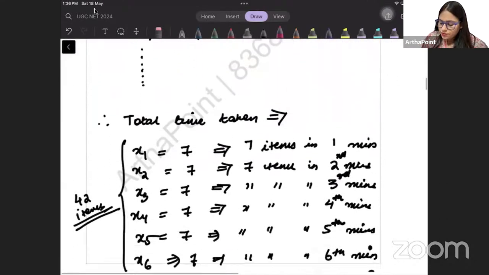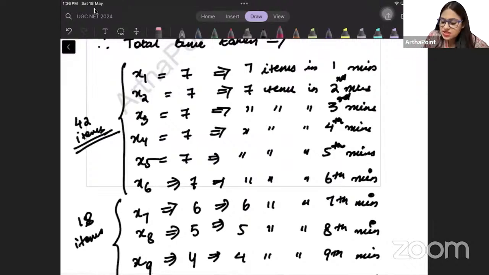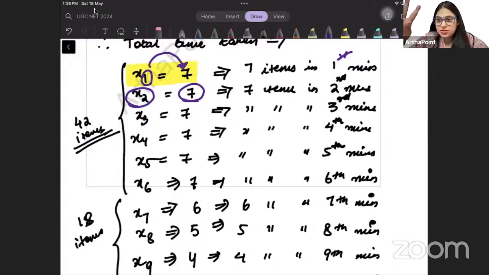So, try to understand. When I am saying that x1 is equal to 7, beta, this means that in the first minute, ये देखो 1 है यहाँ पे, in the first minute, I am counting 7 items. When I say x2 is equal to 7, it means in the second minute, not 2 minutes. Try to understand English well. It is saying in the second minute, not in 2 minutes. 2 minutes नहीं लग रहे हैं. Second minute के अंदर, I am again counting 7 items.